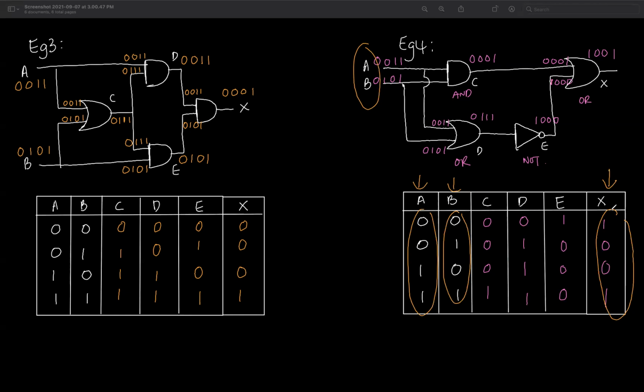Okay, so this is an example of solving the logic gate, a combination of logic gates. So we want to fill in the truth table. Often you will be asked to fill in the truth table.